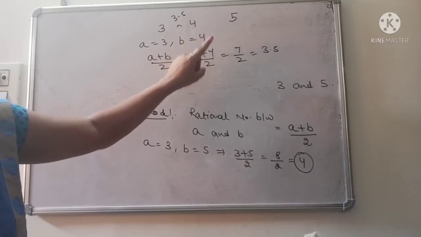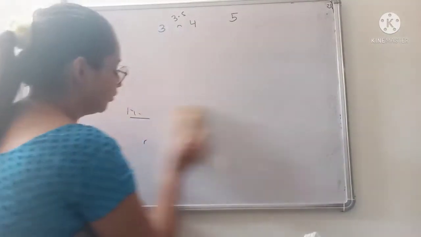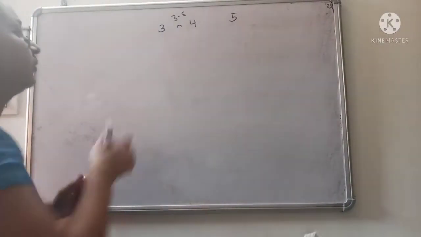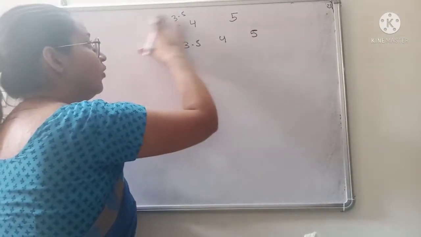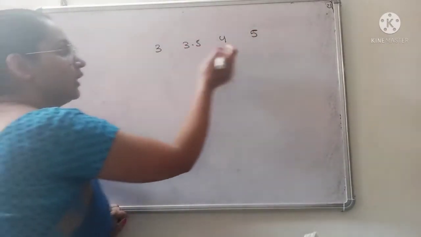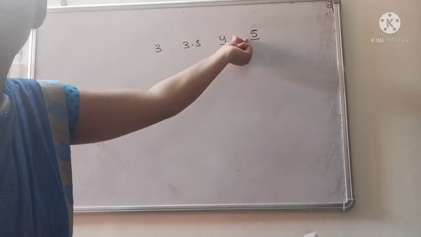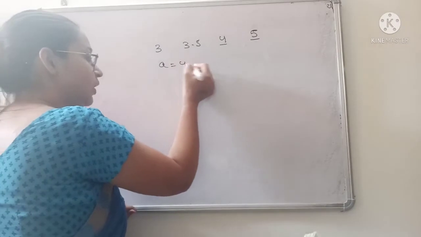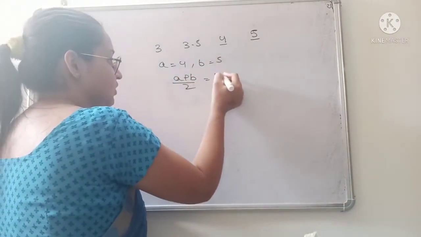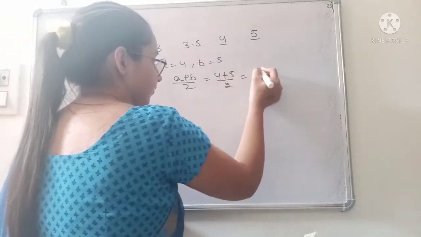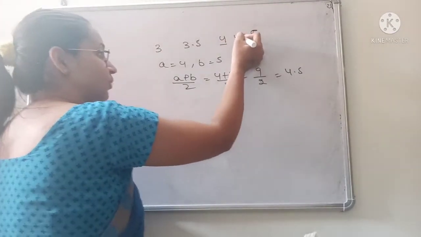Now next, how can we find the third rational number? Here you will write 3, 3.5, 4 and 5. Now next, what will you do? You can take a equal to 4 and b equal to 5 and find the rational number in between. So a is equal to 4, b is equal to 5, (a plus b) upon 2, (4 plus 5) upon 2, which is 9 upon 2, which is 4.5, and yes, 4.5 lies between them.